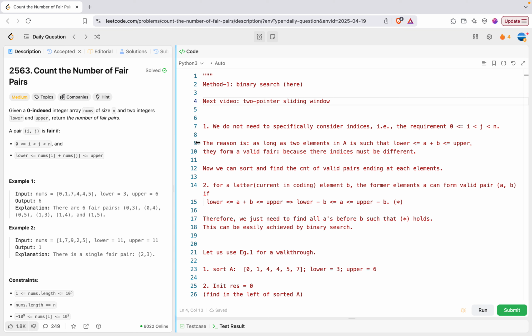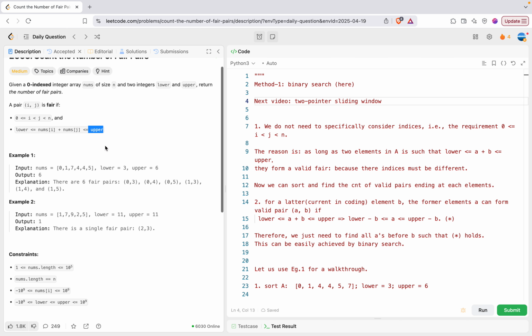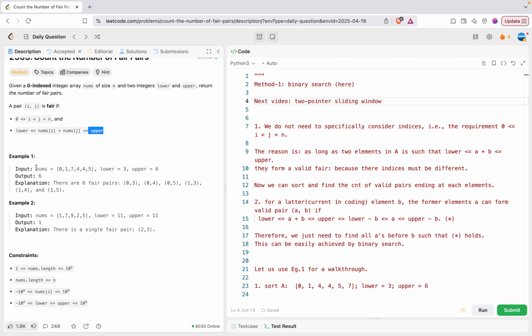The problem statement is very short. We are given a zero-indexed integer array called nums, and also two integers, lower and upper. We want to return the number of fair pairs. The definition is like this: a pair (i, j) is fair if i < j, so they have an order relation, and the sum of the two is bounded below by lower and bounded above by upper. In these two examples, the first output is 6, the second is 1.